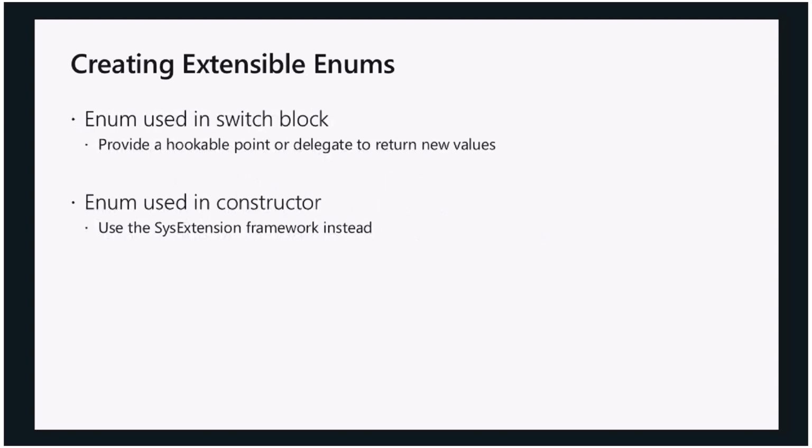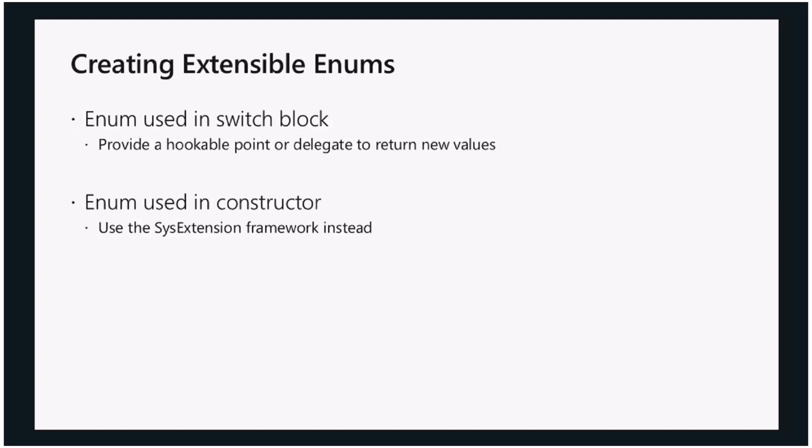Another common issue with enums is that they are used in a switch block, and the default case will throw an exception, thus making it impossible for a partner to provide their own value for the enum. Thus, before marking an enum as extensible, it is necessary to ensure any switch statements on the enum are either hookable by a chain of command or have a delegate to allow partner code to hook into the logic.